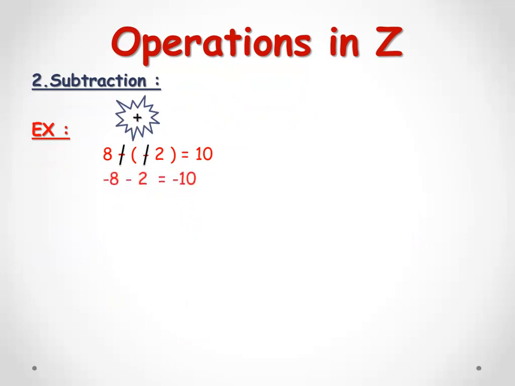Negative 8 minus 2. I told you in school, you can take the minus as a sign for 2, so it will be negative 2, and put plus between them. So I'm having here negative 8 plus negative 2. Same sign, keep and add. Keep the sign, which is negative, add the numbers. The answer is going to be negative 10.